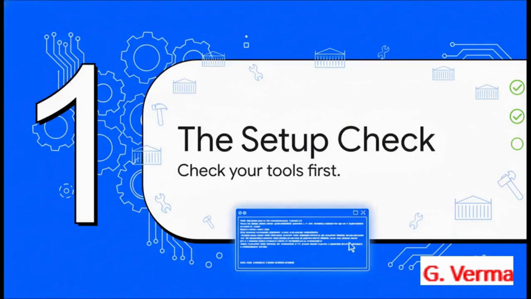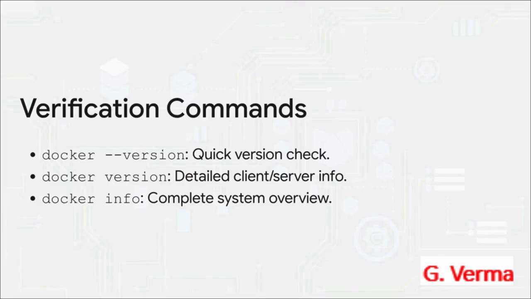Before we even think about pulling images or running containers, we need to make sure our Docker setup is actually, well, alive and working. It's such a simple check, but trust me, it prevents so many headaches down the road. Think of these 3 commands as your initial health check. docker --version. That's just a quick, yep, it's installed. Simple. Then docker version gives you a little more detail, breaking down the client and server versions. This is super useful for debugging any weird compatibility issues. And then there's docker info, which is like a complete diagnostic report on your entire Docker world.